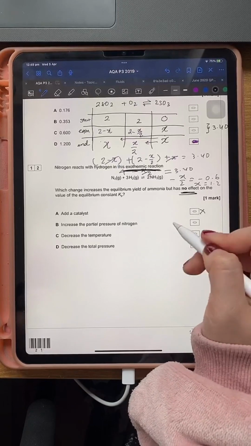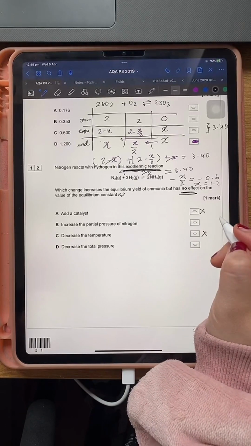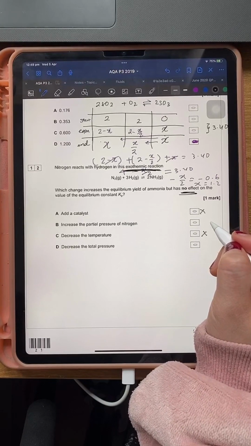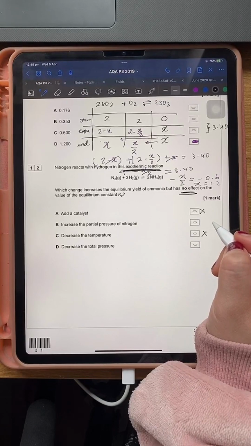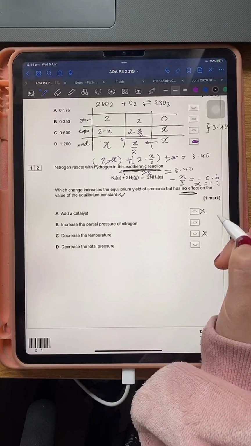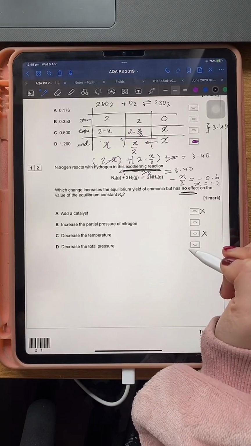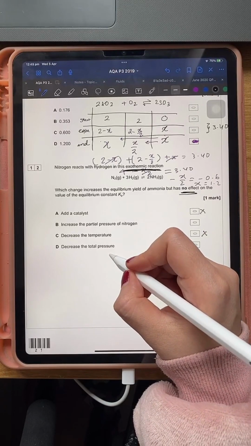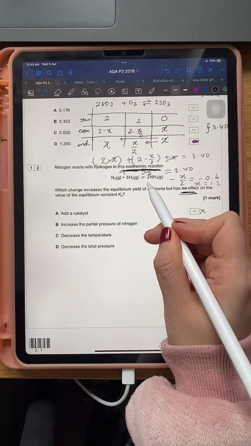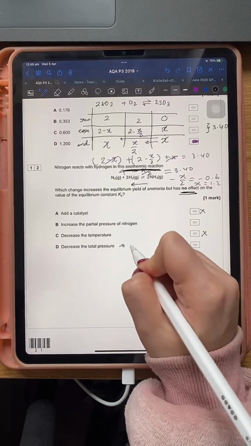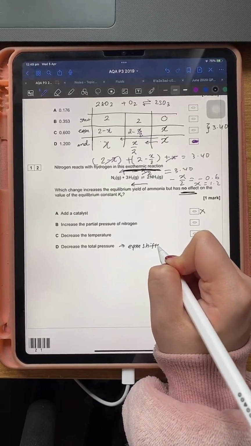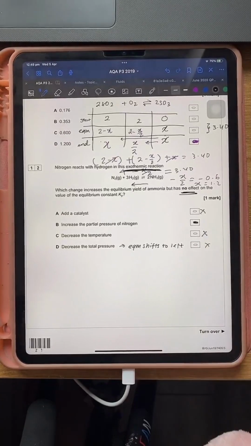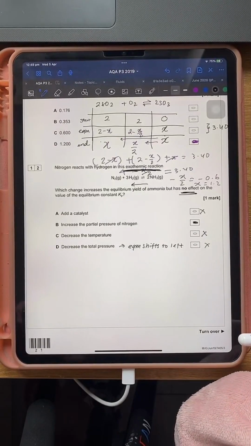It's not catalyst because catalyst doesn't change the equilibrium. It increases the rate, but nothing to do with the equilibrium. So that means it's between B or D. D, decrease the total pressure. That means you're decreasing the system's pressure, and that reduces the yield because it goes backwards. So that's definitely wrong. So what you want is B. No effect on equilibrium constant, not equilibrium, but yeah.